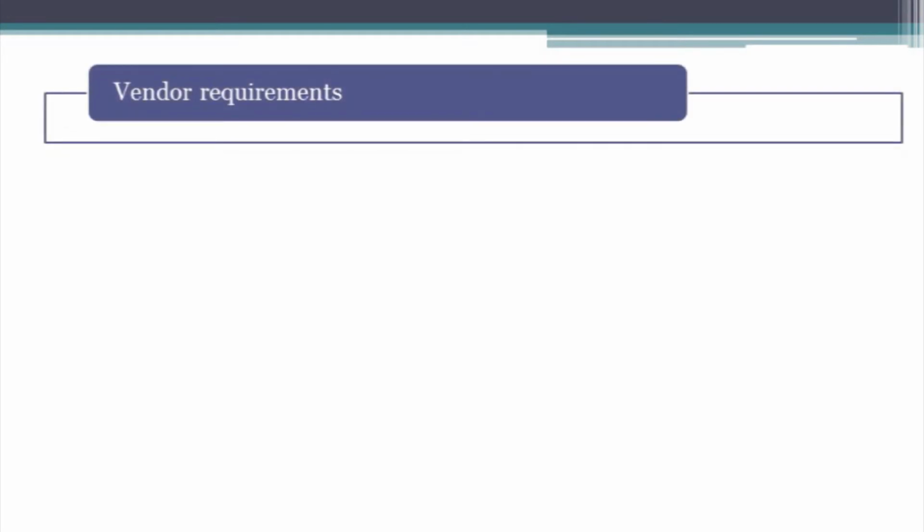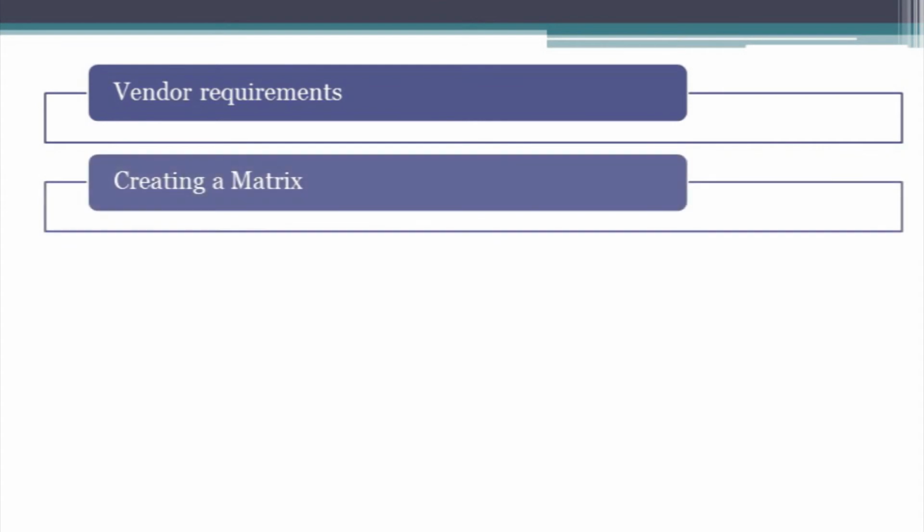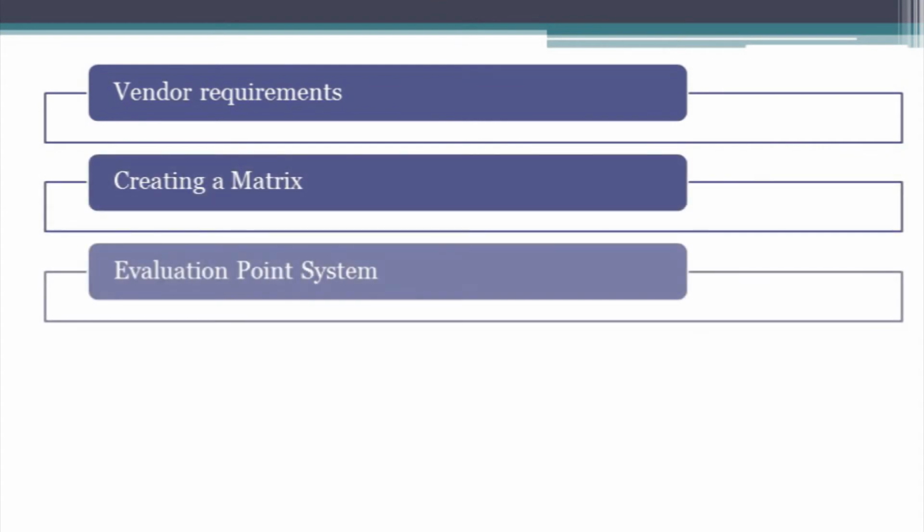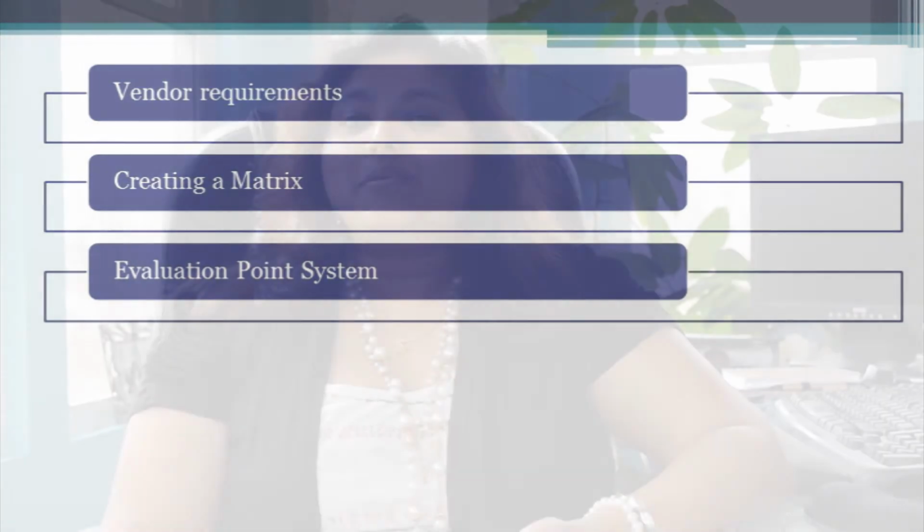So in this video, we talked about how to create a vendor matrix. And part of that vendor matrix is to look at what the requirements are that are necessary, how to create the actual matrix, and how to use the point system to help evaluate the vendor. This will help you pick the right solution and the right vendor.